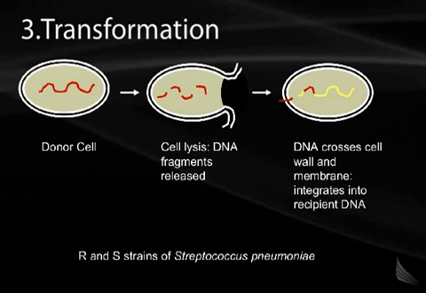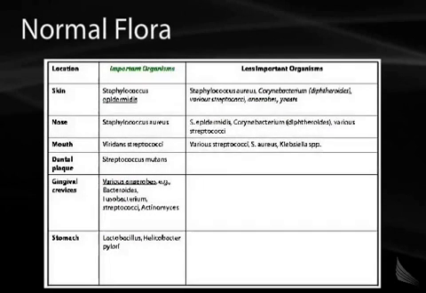We have a donor cell, which is lysed, and the DNA fragments are released, and then the DNA can cross the cell membrane into a different bacteria and integrates into the recipient DNA. Therefore, we get rough and smooth strains of pneumococcus. Next, we'll talk about normal flora. These are bacteria that live in our body all the time. Most of the time, they don't cause any disease. It's only when our barriers are broken down that they can become opportunistic.